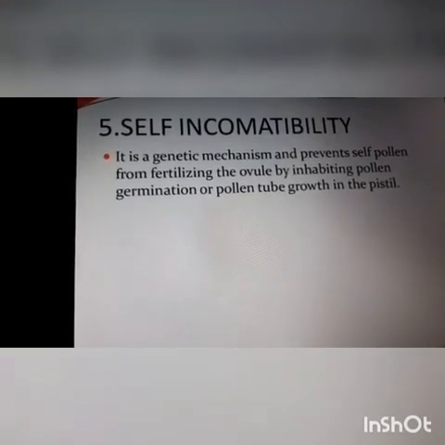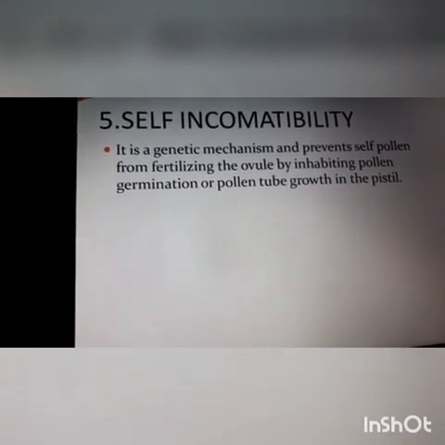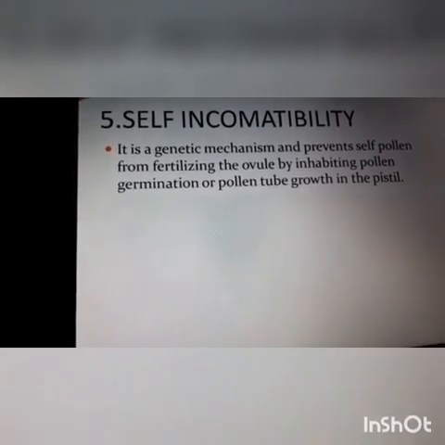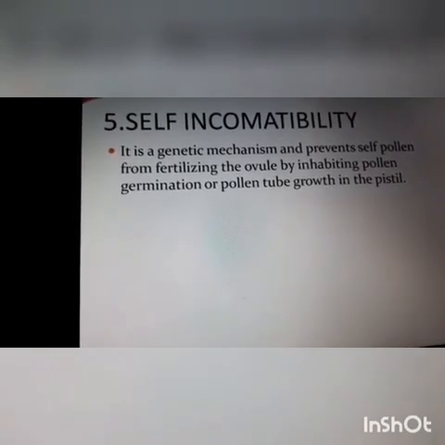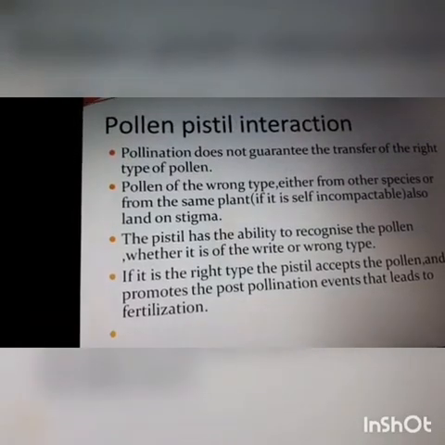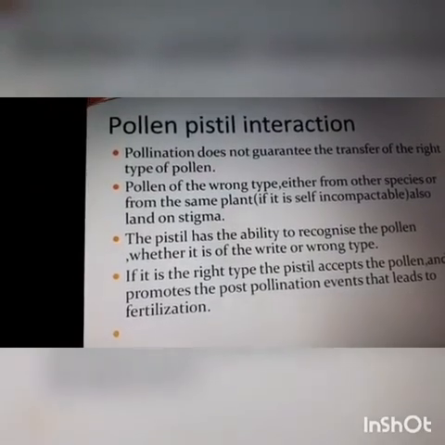The next one is self-incompatibility. It is a genetic mechanism, and it prevents self-pollen from fertilizing the ovule by inhibiting pollen germination or pollen tube growth in the pistil. Okay, that was about outbreeding devices.